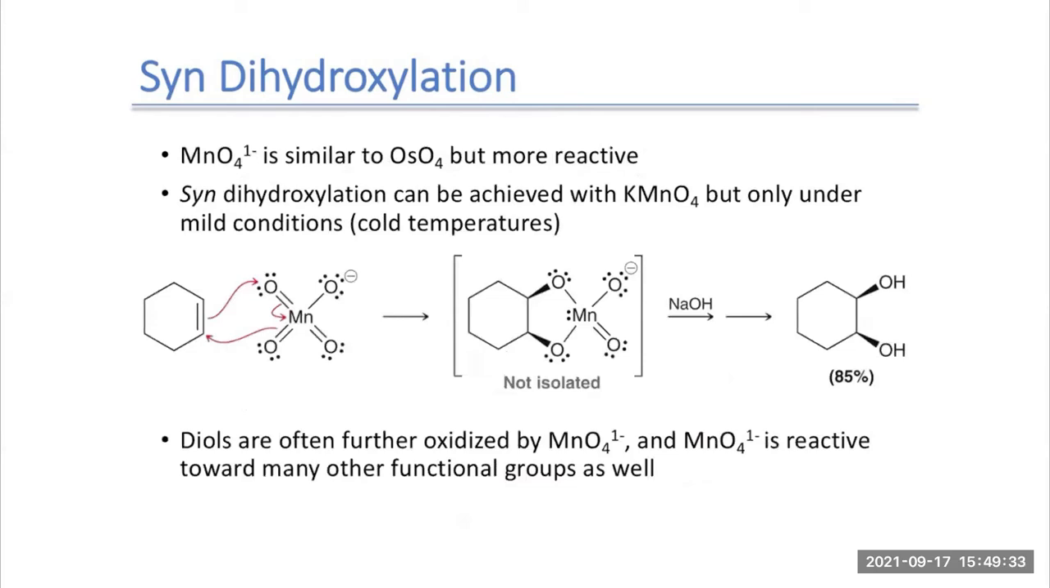But let's say you don't want to use the super toxic osmium tetroxide. Another one we can use is potassium permanganate. It works similar to osmium tetroxide, but it's more reactive. So it still does a syn hydroxylation. The only thing is, in this case, it has to be under very mild conditions and cold temperatures. So it still does that syn hydroxylation because we're still adding the 2 oxygens at the same time.